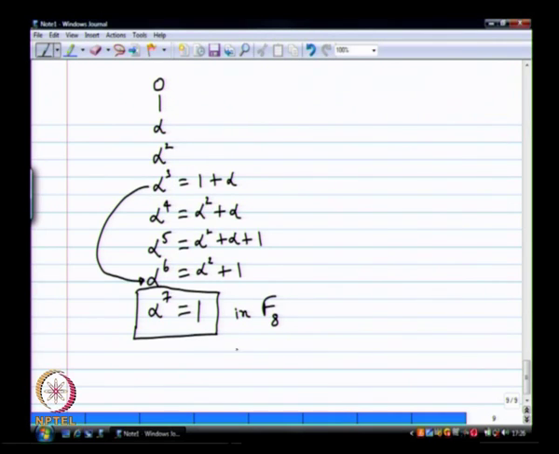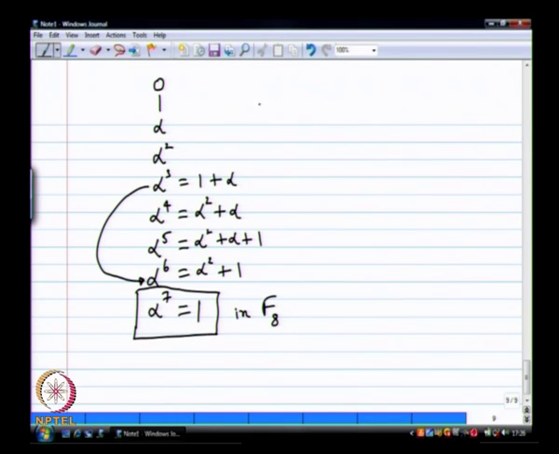There is another slightly more subtle thing. If you look really carefully, you will notice what I am saying. What is that other subtle thing? All the elements of F8 are simply being generated as powers of this one alpha. So that is the other subtle thing here.